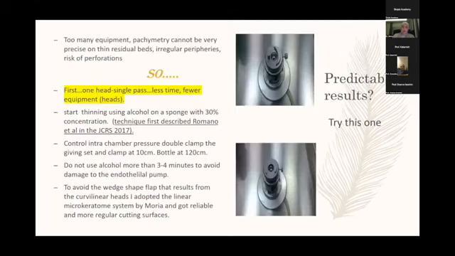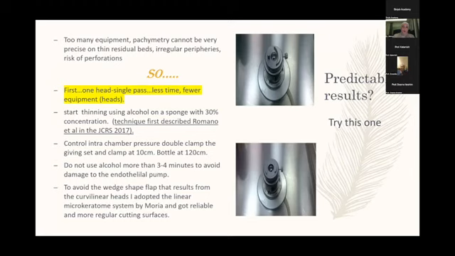Now, lately, I have been using another way of obtaining ultra-thin DSEK grafts, which is a technique described by Romano et al. in 2017, which is the alcohol thinning technique. So that you avoid many equipments, and sometimes the pachymetry cannot be very precise when the residual bed is very thin. So I use one head with a single pass. It gives me less time, and fewer equipment and heads are needed.